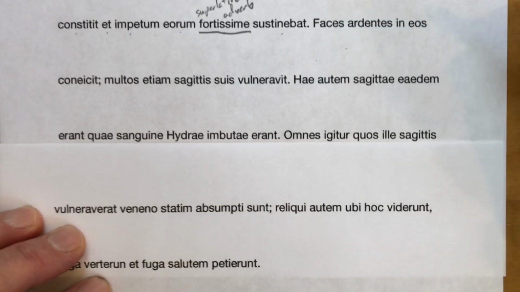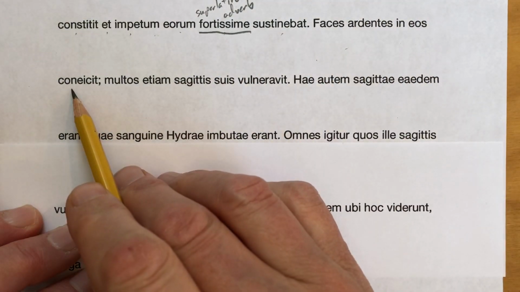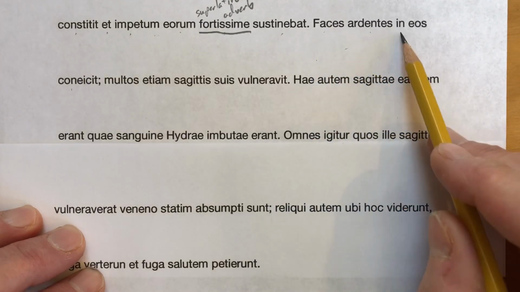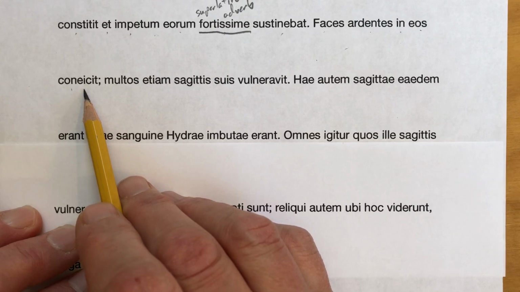This is the second part of Fabulae 26, the fight with the centaurs. He hurled burning firebrands upon them. This comes from cognicio, and it's a perfect active. And the subject is Hercules, understood.